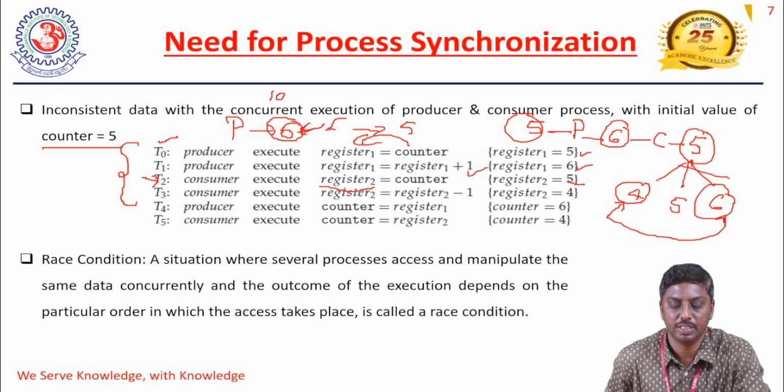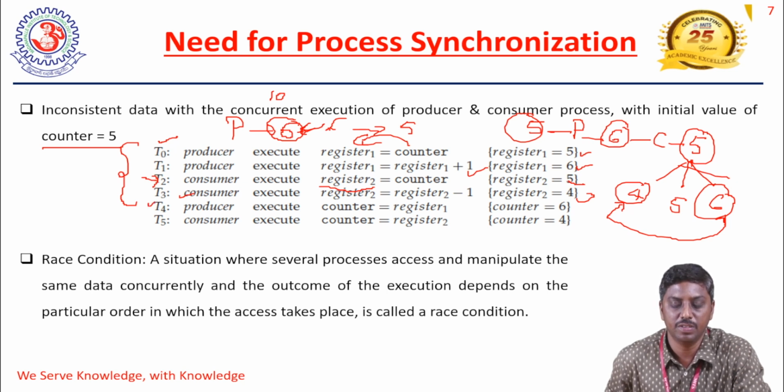After that, the consumer is still running. At time T3, it is performing the decrement operation, so register R2 will get 4. Now after this, due to some event, the consumer process went to a waiting state. Meanwhile, the producer might have completed its event, so now the CPU is allocated to the producer.